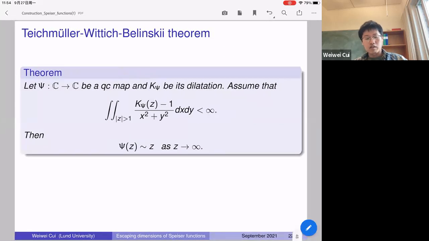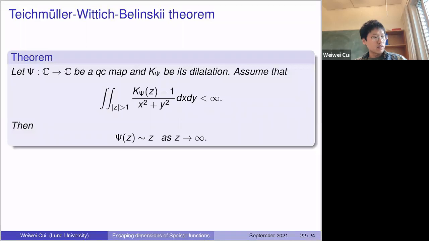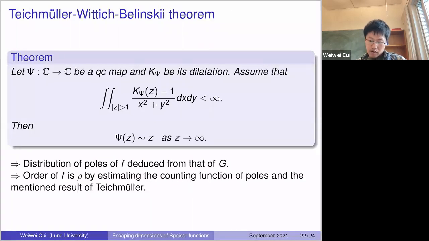But then we want to estimate the distribution property of this function. We apply this Teichmüller-Wittich-Belinskii result. It says that if you have a quasiconformal mapping of the plane and you estimate the dilatation, if this integral is finite, then the map is conformal at infinity, normalized to be the identity map. So with this result, because we know the information like the distribution of poles of the function capital G, we can deduce some distribution properties of the poles of the meromorphic function f.